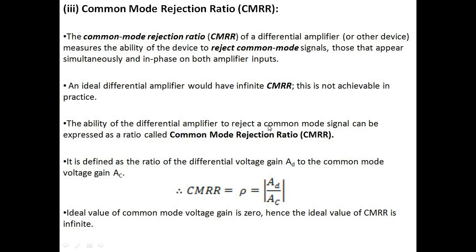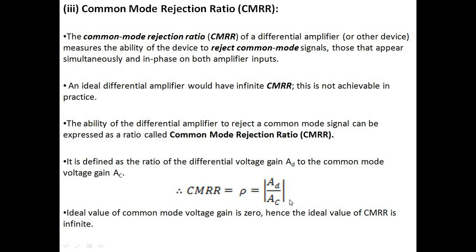The ability of the differential amplifier to reject a common mode signal can be expressed as a ratio called the common mode rejection ratio, and it can be defined as the ratio of the differential gain to the common mode gain, CMRR. We always prefer the differential signal at the output side. We don't prefer a common mode signal at the output side. We don't want any common mode signal. Hence, we prefer the common mode gain to be equal to 0. Hence, the ideal value of the CMRR becomes infinity.